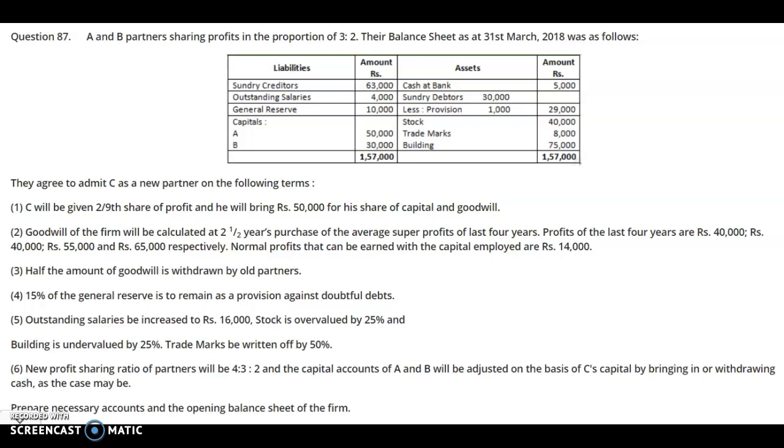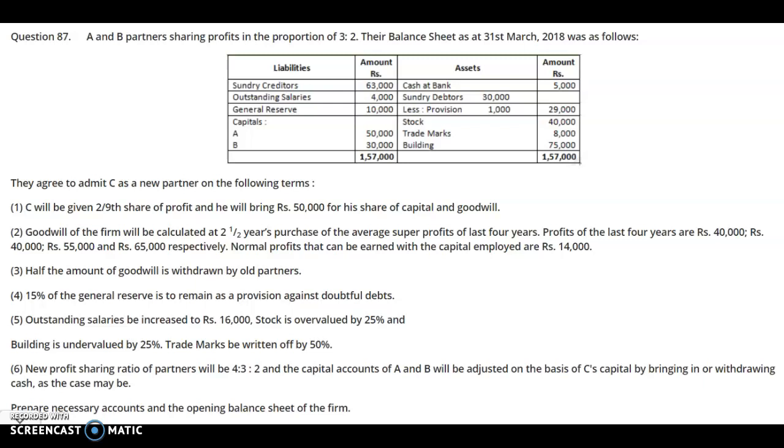15% of the general reserve is to remain as provision against doubtful debts. Outstanding salaries be increased to rupees 16,000. Stock is overvalued by 25% and building is undervalued by 25%. Trademarks be written off by 50%. New profit sharing ratio of partners will be 4:3:2, which is given, and capital accounts of A and B will be adjusted on the basis of C's capital by bringing in or withdrawing the cash as the case may be.